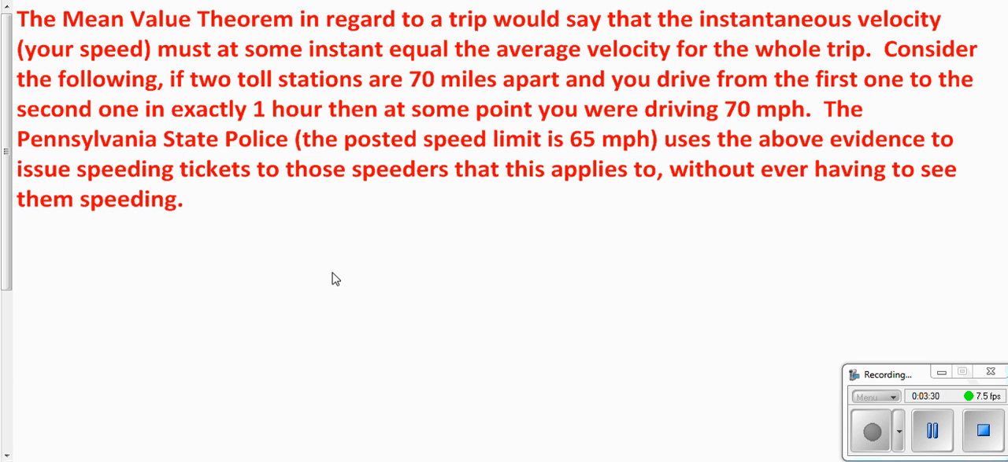Oh, mean value theorem and Rolle's theorem can help catch speeders on tollways. So take a little bit and read through this.